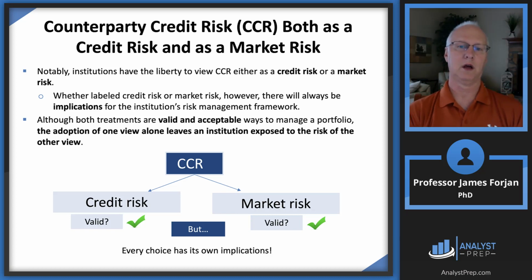So what the chapter tells us is that both of these views on counterparty credit risk are valid and reasonable and acceptable ways to manage the portfolio. But when you adopt one and ignore the other, then you're ignoring this. So that's why I have the "but" in the middle there. Every choice has its own implications. So we need to manage credit risk and we need to manage market risk.